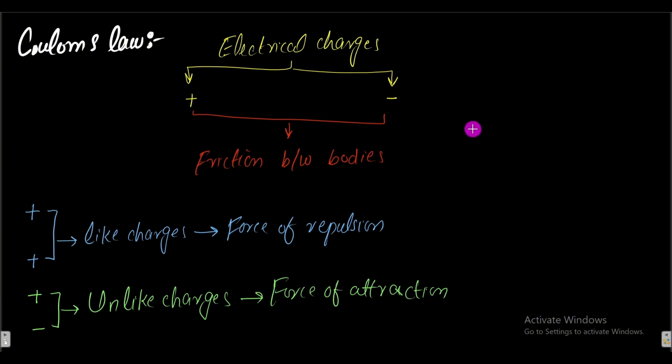If I consider two scenarios, in the first scenario I take one positive charge and also take a negative charge here. So this is the positive charge and this is the negative charge. And we know that there is a force of attraction between these two charges, and let's say I label that as F1.